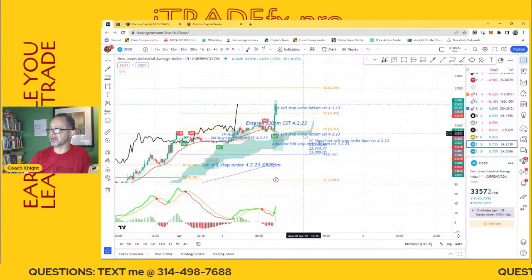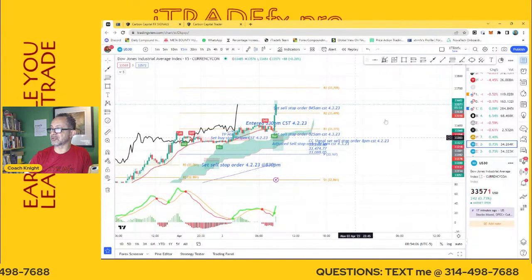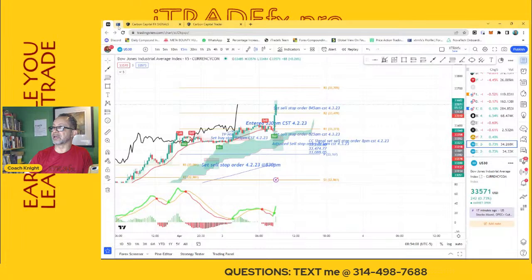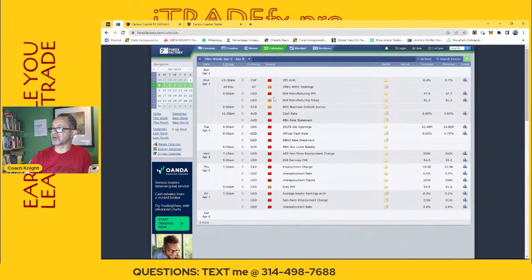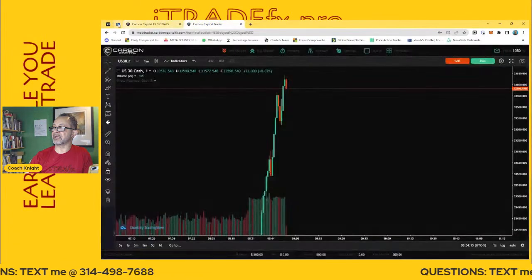Again, a lot of money in this R2 to R1 zone. If it decides to turn around and come back down this direction, that'd be crazy. But again, what was our news, right? We have the 9 o'clock news coming up, right? We'll see what happens on that news. Keep an eye on that.